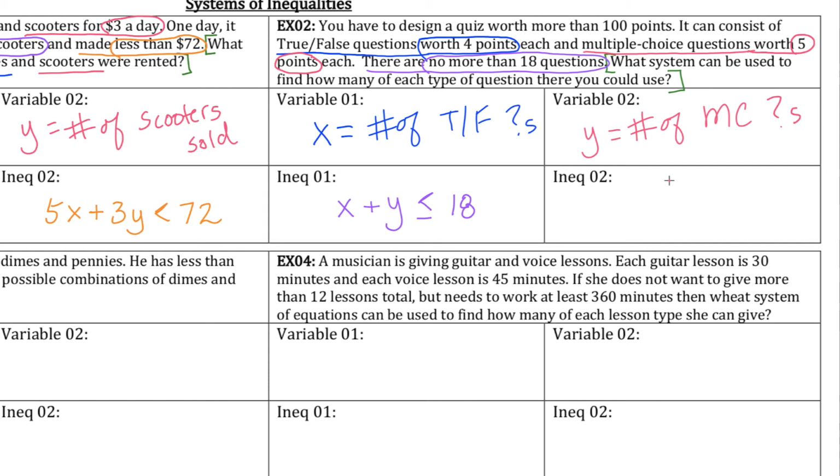Not too bad. And then it says, let's use the orange, you design a quiz worth more than 100 points. So we know that each true-false is 4 points. So 4 points times the number of true-false plus 5 points times the number of multiple choice should give me more than 100 points.